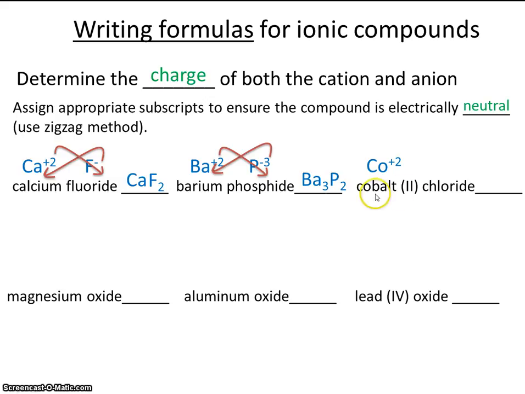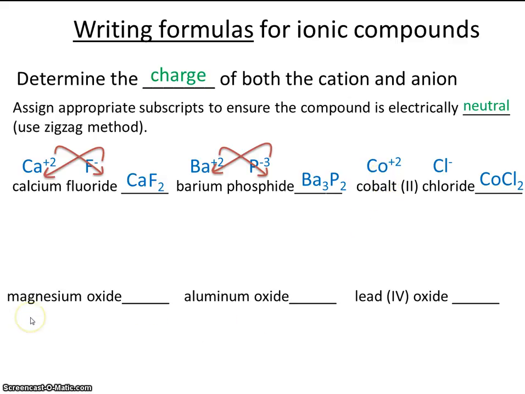Now, cobalt's a transition metal, so there would be no way of knowing what the charge was unless it was given to you. And chloride is in group 7A, and it always has a charge of -1. So let's zigzag them. So CoCl2. You need 2 chlorides to balance out 1 cobalt.